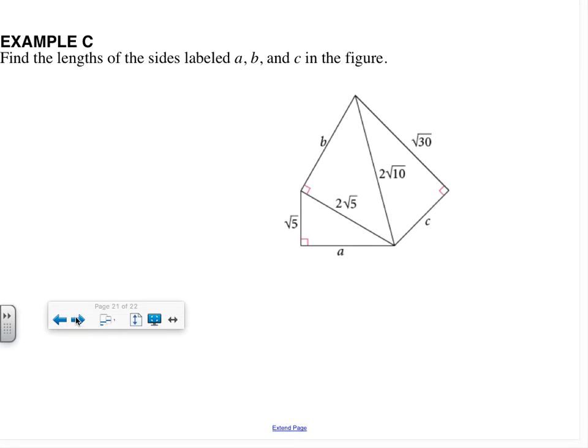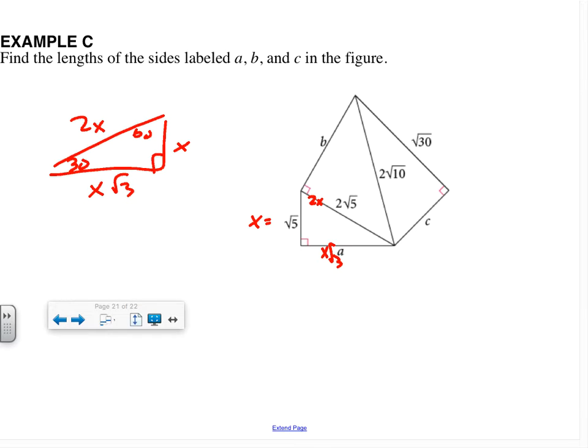Oh, this is a fun problem to work your way around and try to see what kind of triangle you have. If you check this one out, it sure looks like you have x and 2 times x. So this would be x root 3. You can remember 30-60-90s. Go x on the smallest side, 2 times x on the hypotenuse, and x root 3. So letter A would be square root of 5 times the square root of 3, which is the square root of 15.